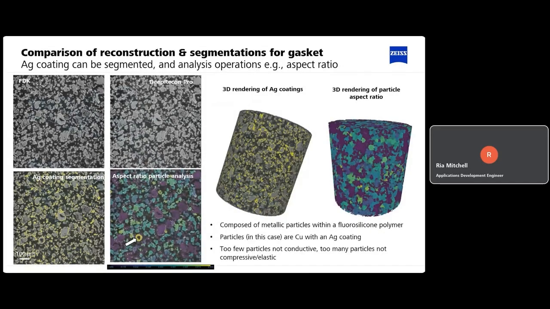We have a series of metallic particles that are copper in composition, but then are surrounded by a series of silver coatings, and those are in a fluorosilicone polymer matrix. So it's important that these particles are studied to allow us to understand things like connectivity and conductivity. So again, here we've applied similar approaches to the previous examples where we've used Deep Recon Pro to enhance the data. We've then performed segmentation on things like the coatings to ensure that they're consistent. And we've done things like aspect ratio particle analysis to make sure that the particles are of the correct shape and size.